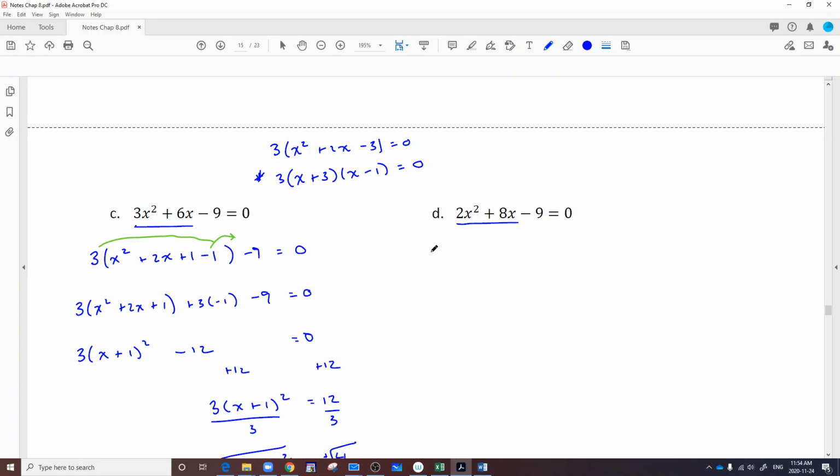So hopefully you did give this one a go. Let's see how you did. I'm going to greatest common factor out that 2 to be left with x squared plus 4x, minus 9 equals 0.